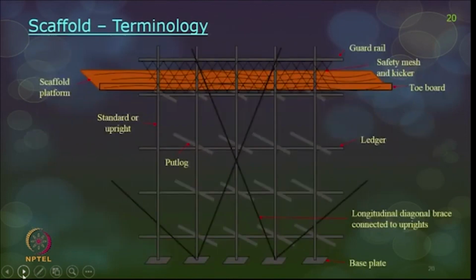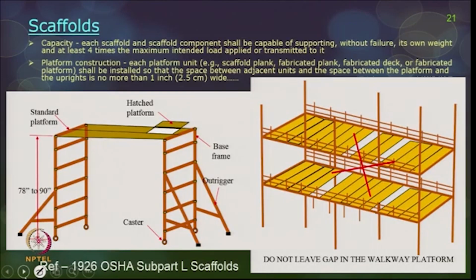If you see some pictures of the scaffold, all the parts are labeled here. If the scaffold platform is not stable, then you can also have a base plate so that the scaffolds are firmly put in place. Now, let us talk about each part of the scaffold and the safety requirements. Scaffold capacity: each scaffold or scaffold component should be capable of supporting without failure at least 4 times the maximum intended load. If you plan for a load x, it should be able to accept 4x the load.